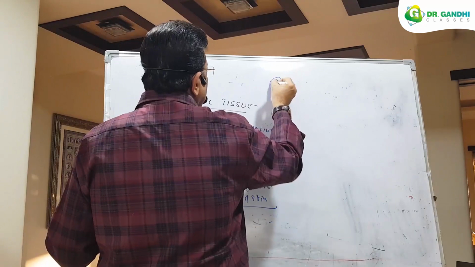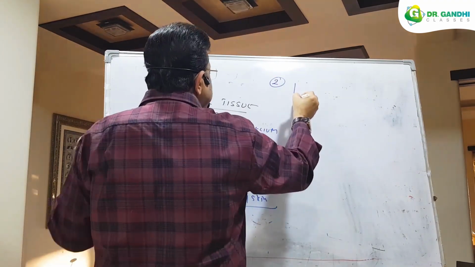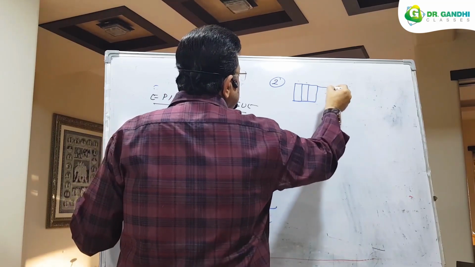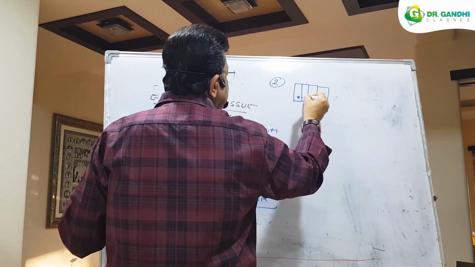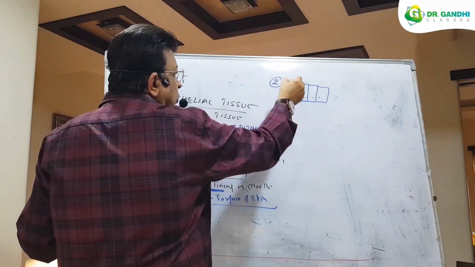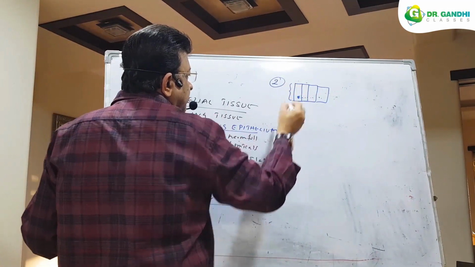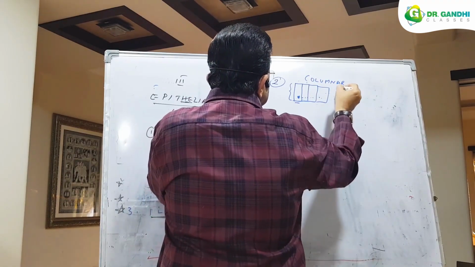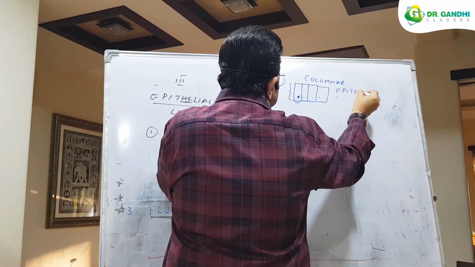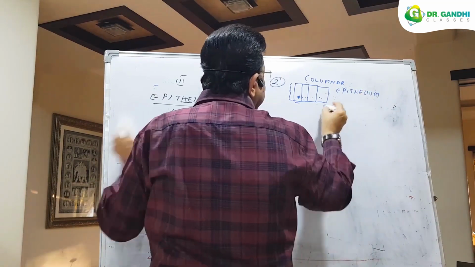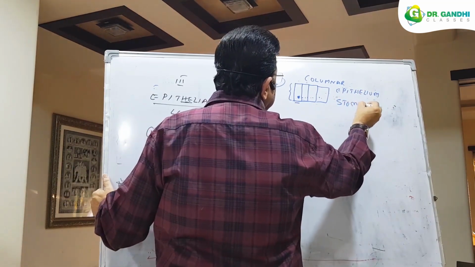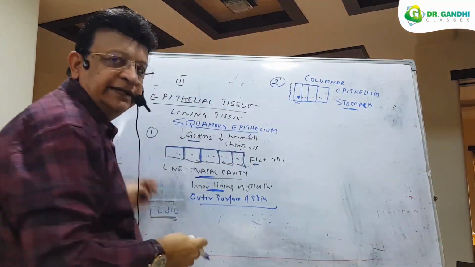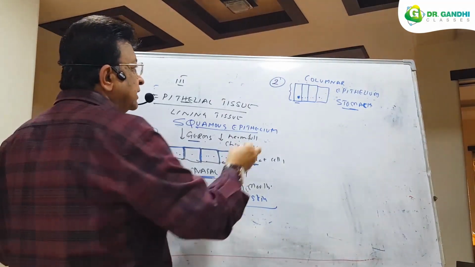We go to the second one. You can see the cells are like a column. This then is the nucleus. They are more tall than broad, therefore called columnar epithelium. They usually line the stomach and help in absorption of nutrients. They line the stomach and the intestines, from where nutrients after digestion are absorbed.